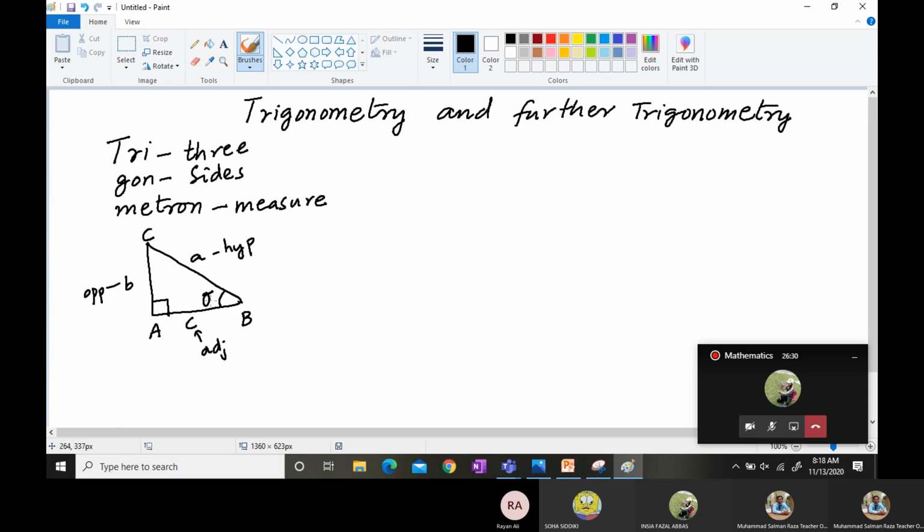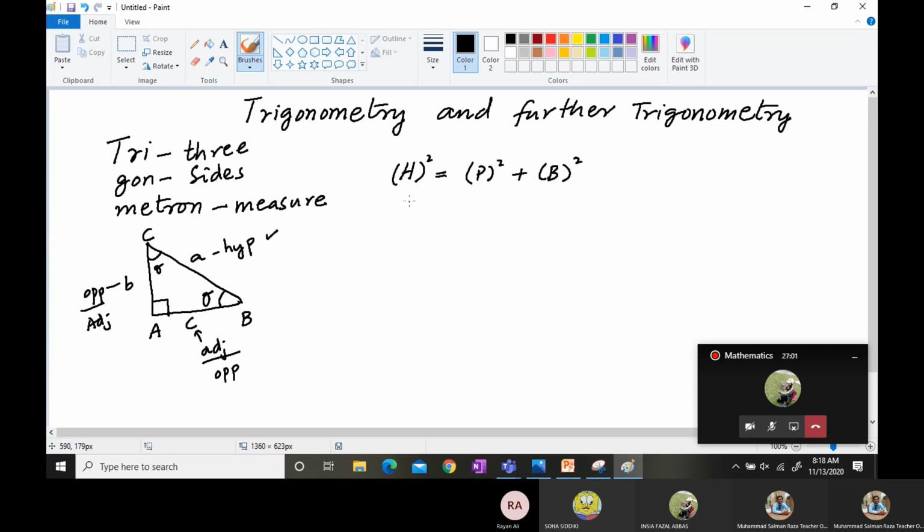Usually, we represent all these things like this, but when the theta comes over here, now this side becomes opposite, and this side becomes adjacent, and the hypotenuse remains the same. In order to find out any of the sides in trigonometry, we apply the Pythagoras theorem, which is hypotenuse square is equal to perpendicular square plus base square.